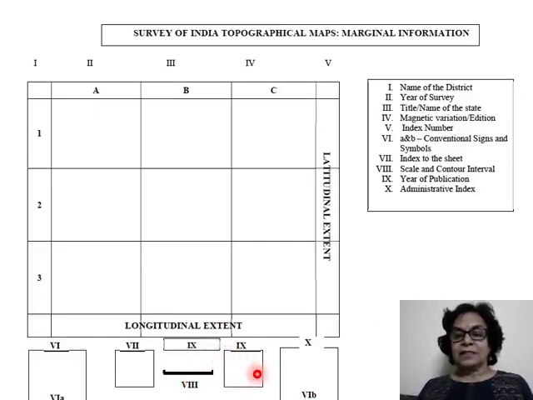The next is the administrative index, where we are looking at the important boundaries which are there within the map, and these boundaries are represented in this square. So this is all the information which is represented in the topo sheets, and we will just take an example so that we can understand it better.